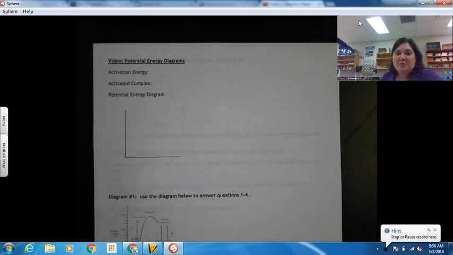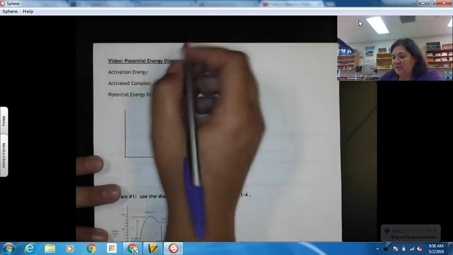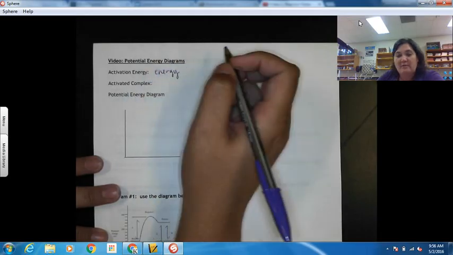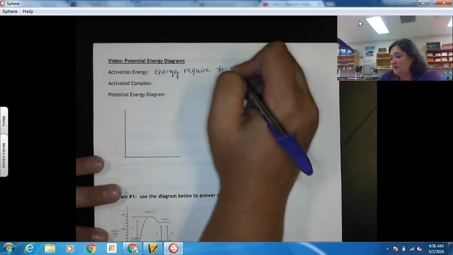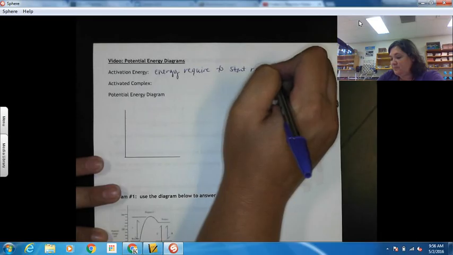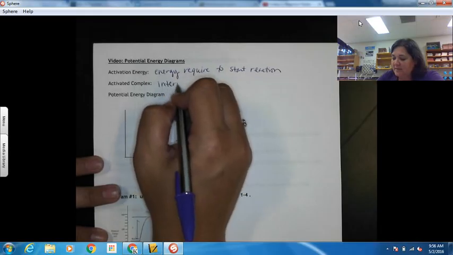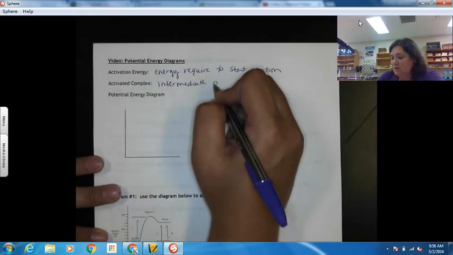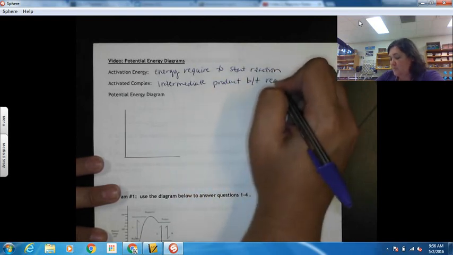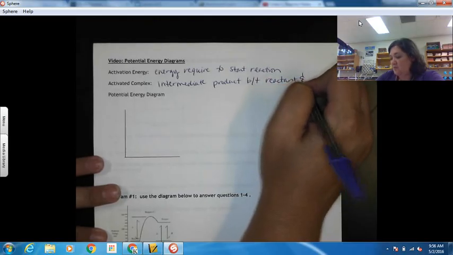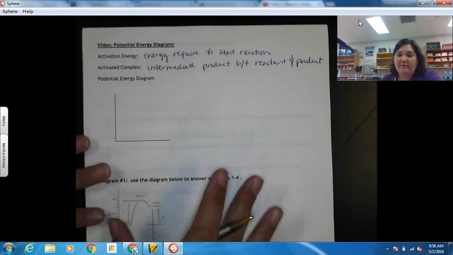Alright, so in this video we're talking about potential energy diagrams. In the last video we talked a little bit about the activation energy. The activation energy is the energy needed to make the reaction go, to start the reaction. So the energy required to start the reaction. Okay, the activated complex is an intermediate step, an intermediate product between the actual reactants and the products. It's very unstable and only lasts for a few seconds in most cases.